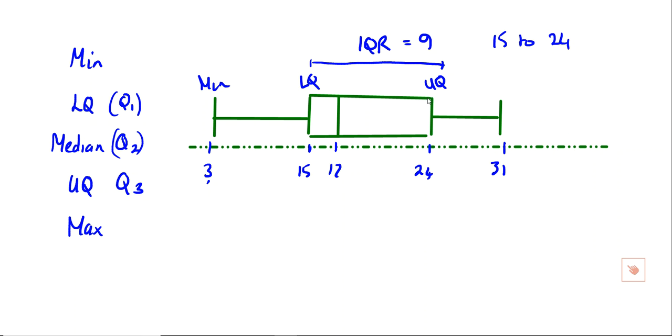The interquartile range is 9. How much of your data is in each section? 25%. So 25% of your data, 25% of your data, 25% of your data. So how would you describe the distribution of data either side of the median?